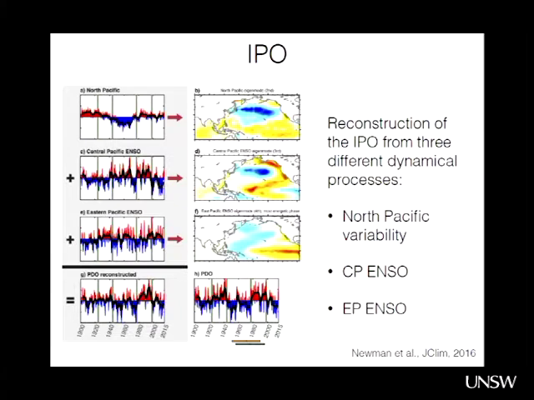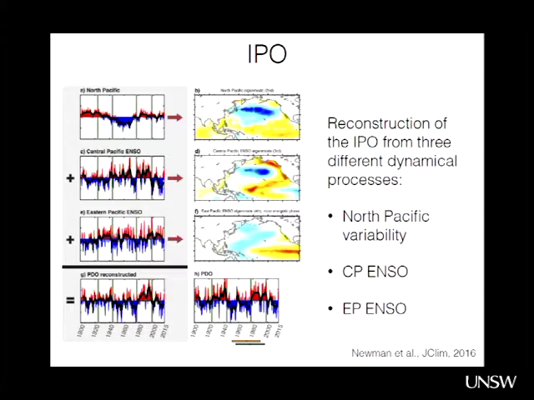And there's a lot of talk about what causes the IPO. A lot of people think that it's just this re-emergence effect from ENSO anomalies. And then there's people who link it a lot more to atmospheric pressure in the northern hemisphere. So what this paper did was take three of the main contenders, this North Pacific sea level pressure variability, the Central Pacific ENSO and the Eastern Pacific ENSO, so the two different flavours of ENSO that I talked about, and reconstruct the PDO from that.